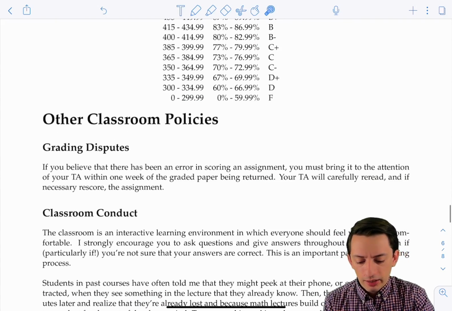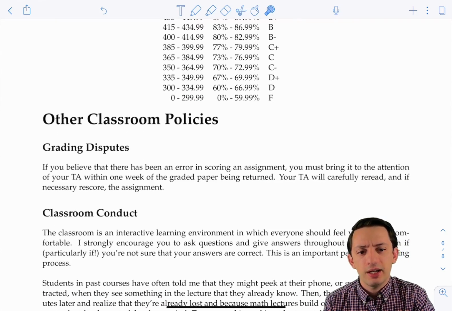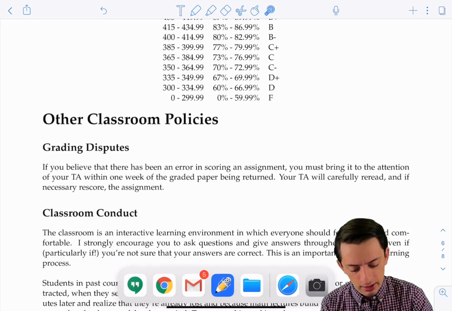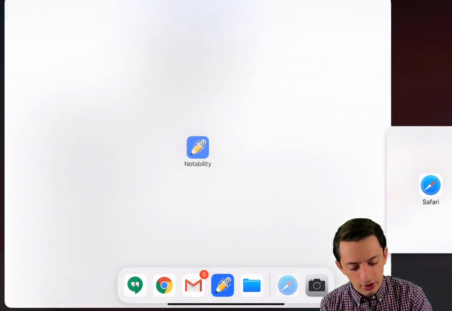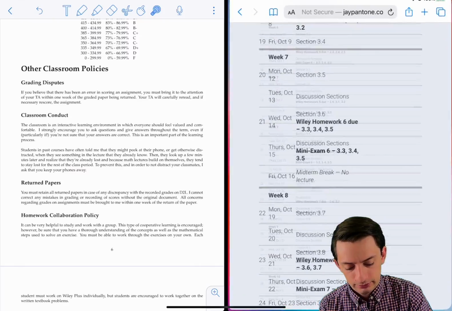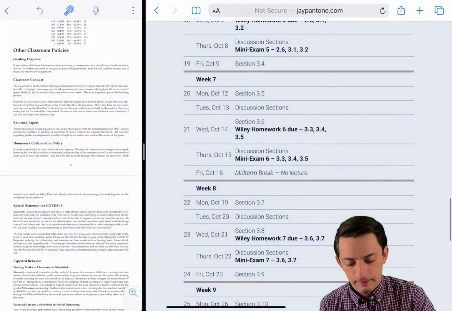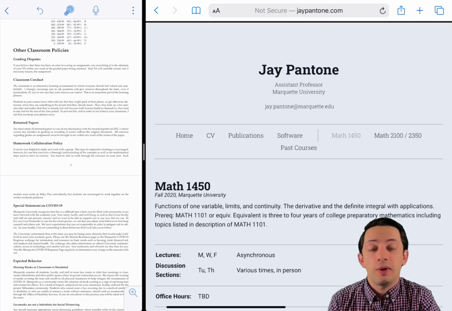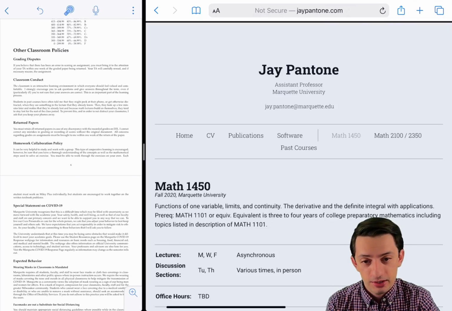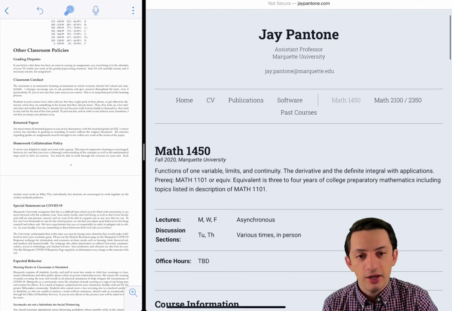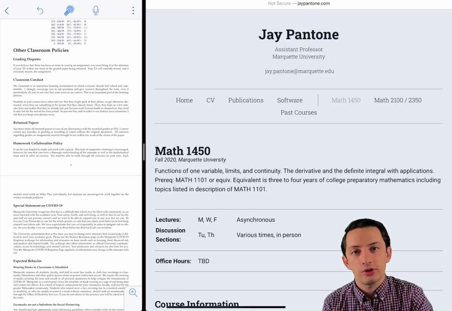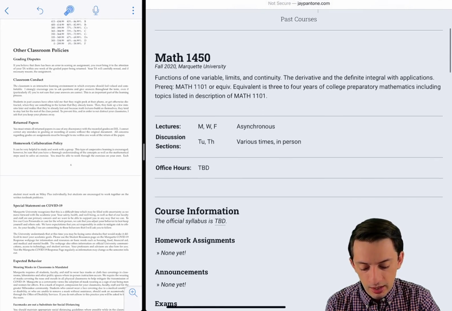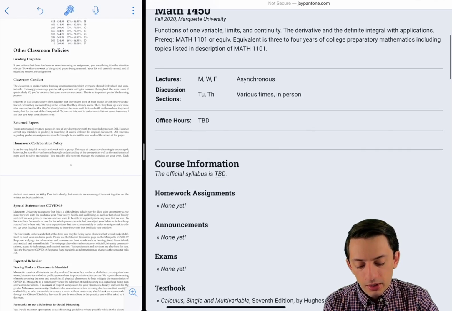Okay, let me stop with the syllabus for a second, and I want to show you the course website now that we've talked about all these different assignments. So let me see if I can figure out how to go in Safari here. Okay, this is the course website listed on the top of the syllabus. You'll see there is also the website for my other course, so you're going to want to make sure that you're on Math 1450.